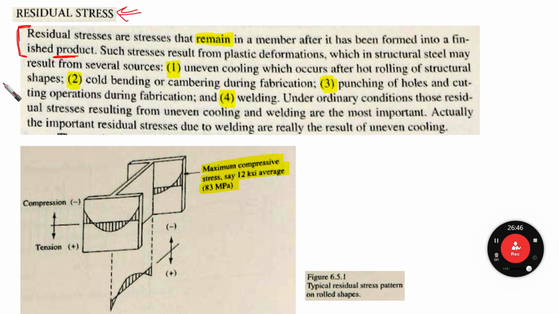It seems that during the manufacturing process, you are going to find that there are some residual stresses there. Such stresses result from plastic deformations, which in structural steel may result from several sources. So the root cause is plastic deformation. Why is this kind of plastic deformation going to take place? Because of several sources. Number one, uneven cooling, which occurs after hot rolling of structural shapes. Number two, cold bending or cambering during fabrication. Number three, punching of holes and cutting operations during fabrication. And number four is welding.